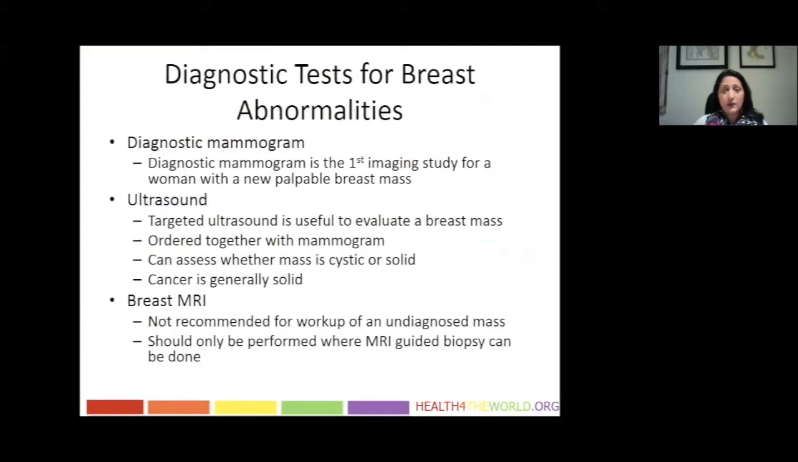There are 3 important diagnostic tests that we can employ for breast abnormalities from a radiographic sense, and these are diagnostic mammography, ultrasound, and breast MRI. Mammography is the first test used and is the gold standard. Targeted ultrasound can, of course, be useful to also evaluate a breast mass, and it is generally considered an adjunct to mammography. Finally, breast MRI is not generally recommended for the workup of an undiagnosed mass, and it should only be performed in areas where it can be followed by MRI-guided biopsy.